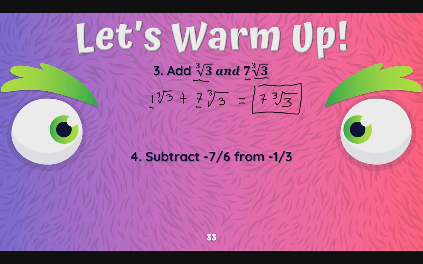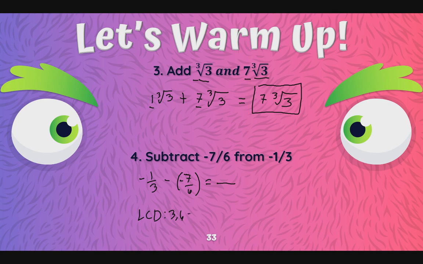Next, subtract negative 1/3 from negative 7 over 6. So negative 1/3 minus negative 7 over 6. We can see here, just like on number 1, that they don't have the same denominators. Therefore, they are dissimilar fractions. So we have first to convert them. So let's find the LCD of 3 and 6.